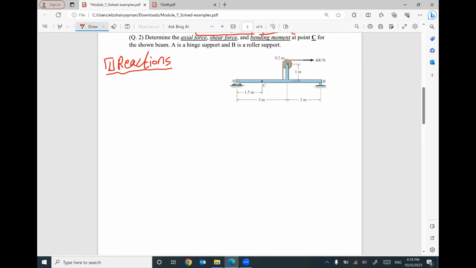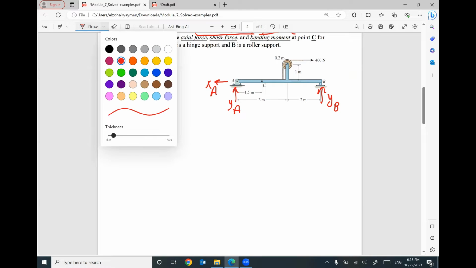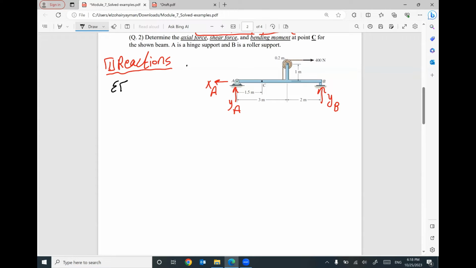A is a hinge, so I will have two reactions, YA and XA. B is a roller, so I will have only one reaction, YB. Do we have any distributed load? No. So I will start to set up my equilibrium equations: summation of Fx equals 0, summation of Fy equals 0, and summation of moment at any point equals 0.